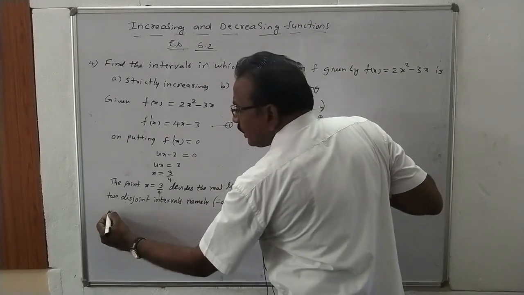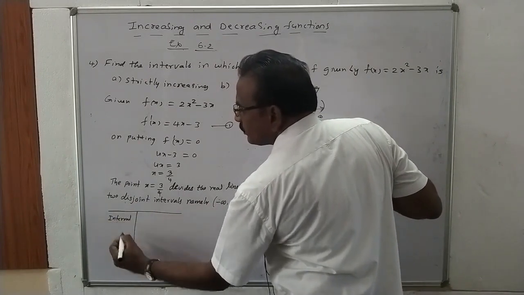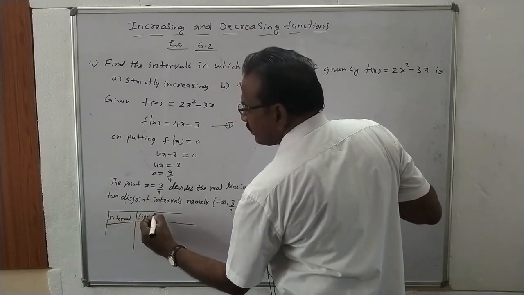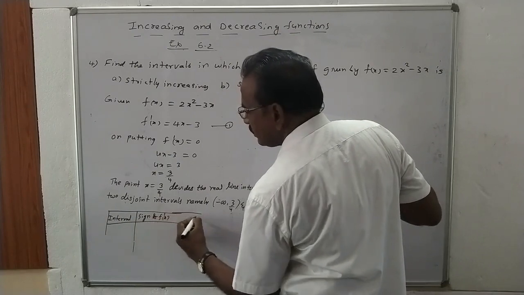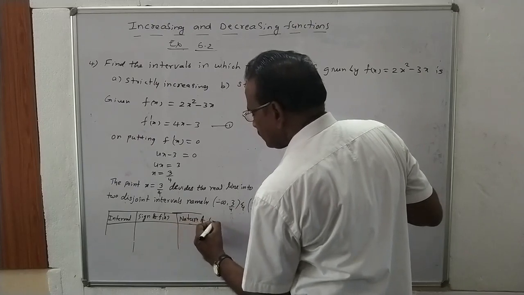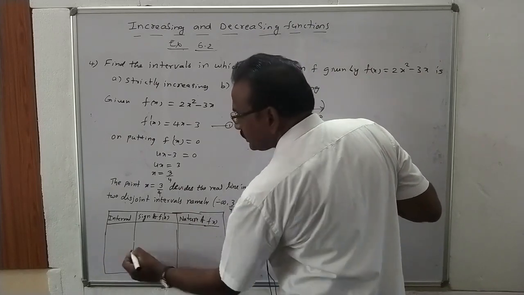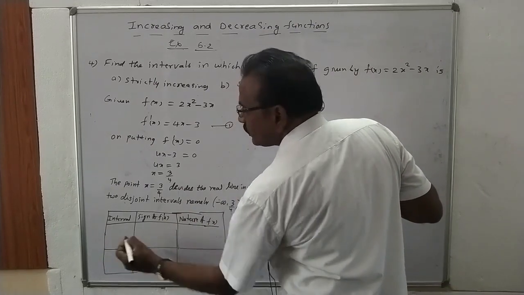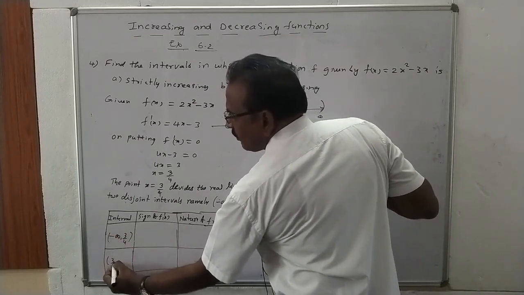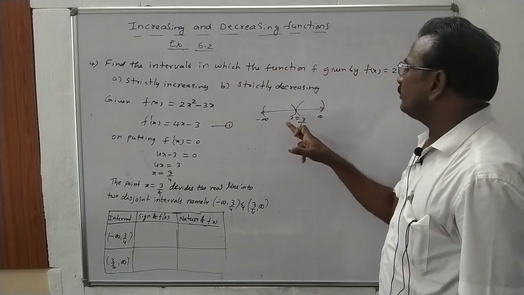Now let us draw a small table. Interval, sign of f dash x, nature of f of x. So we have two intervals, minus infinity comma 3 by 4 and open interval 3 by 4 to infinity. So take any number between minus infinity and 3 by 4.